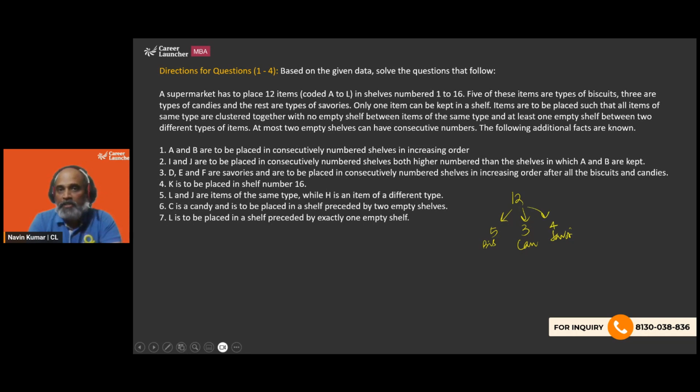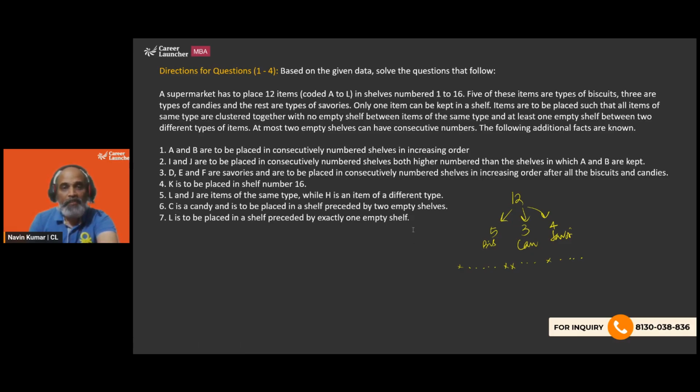Only one item can be kept in a shelf, which was kind of understood, but we should not assume it. Items are to be placed such that all items of the same type are clustered together with no empty shelf between items of the same type, and at least one empty shelf between 2 different types of items. So basically, the biscuits should be together, candies should be together, and savories should be together, with empty shelves between them, at least one. So there may be an empty shelf at the end, there may be an empty shelf right before it. Now, at most 2 empty shelves can have consecutive numbers. So basically, we can have at most 2 empty shelves at a single place.